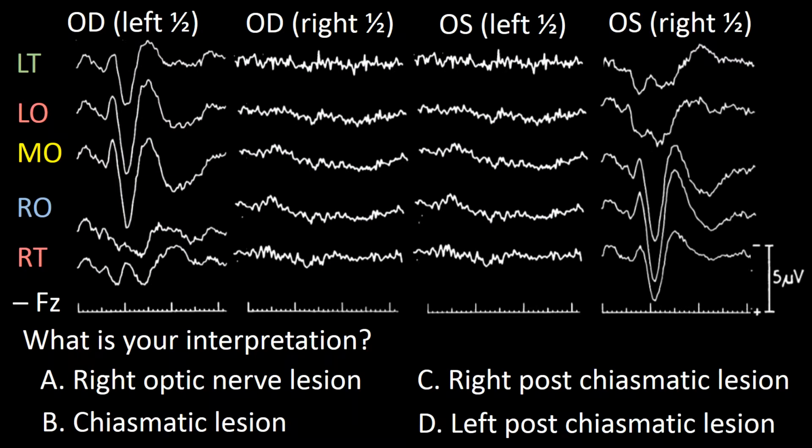Please take a few seconds to look at this panel and decide what is your interpretation. A. Right optic nerve lesion. B. Chiasmatic lesion. C. Right post-chiasmatic lesion. D. Left post-chiasmatic lesion.